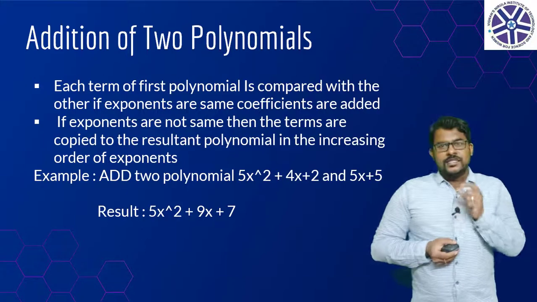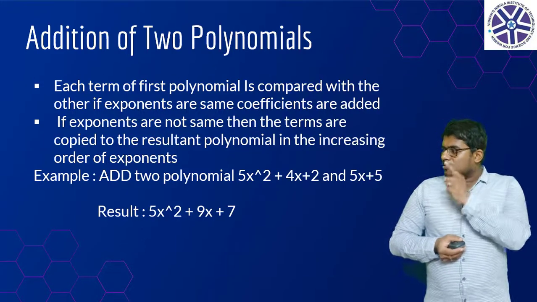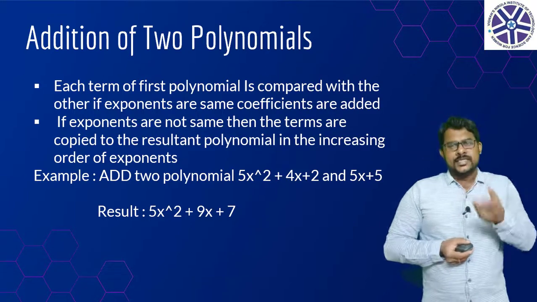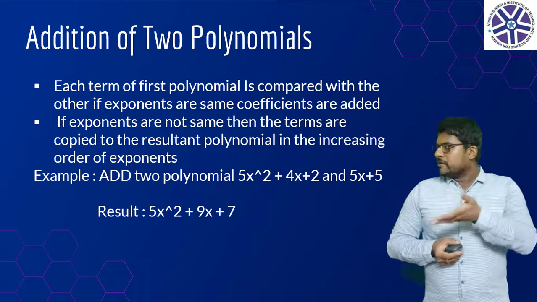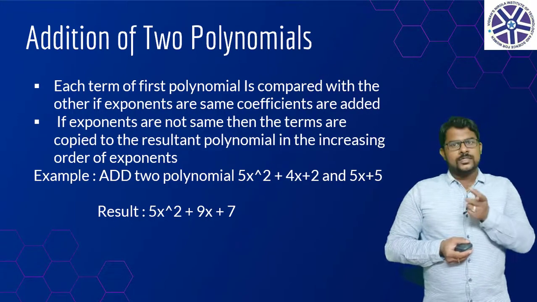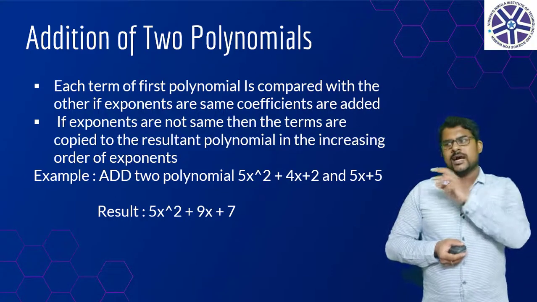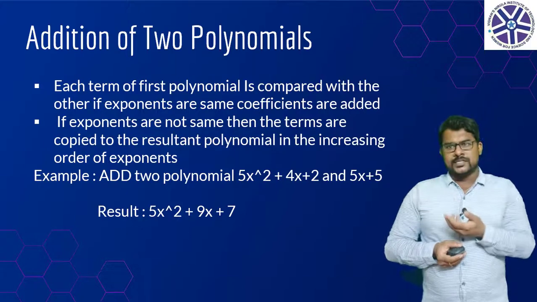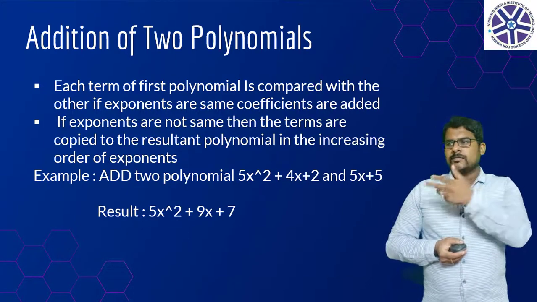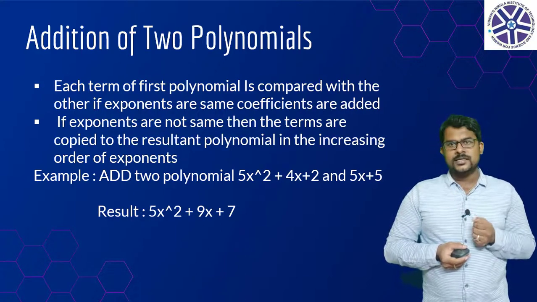If you see here, the first polynomial contains 5x square. So you have only one x square term here. The second polynomial doesn't have any x square term. So we are going to directly copy that 5x square to the result. If you compare the next two terms of these polynomials, you have the same exponent, that is 1. So 5x plus 4x, we have to add up the coefficients, that is 5 plus 4, which results in 9.